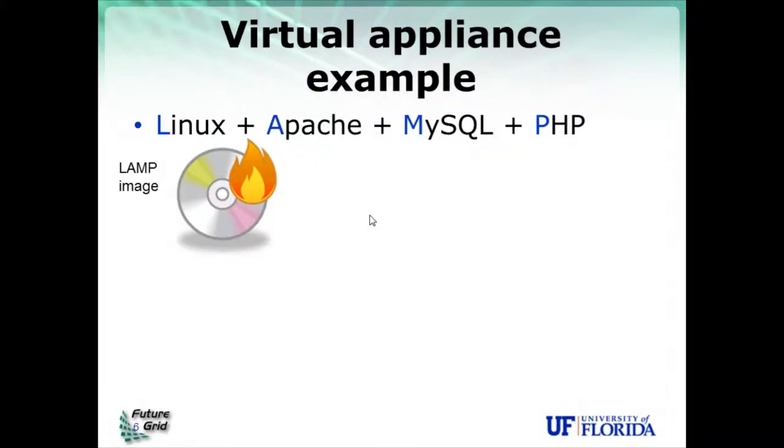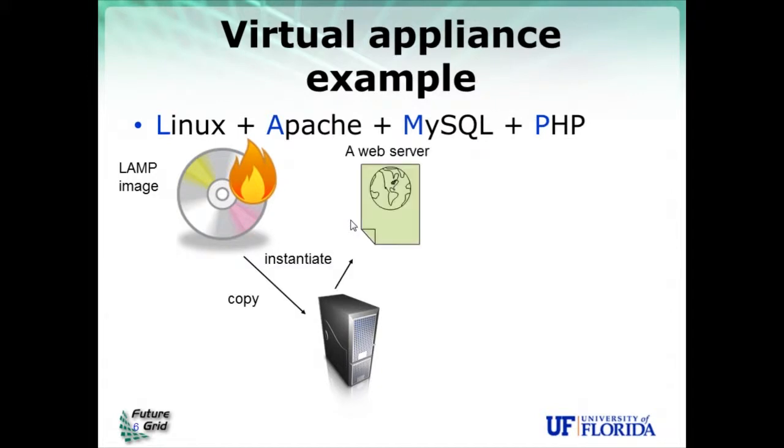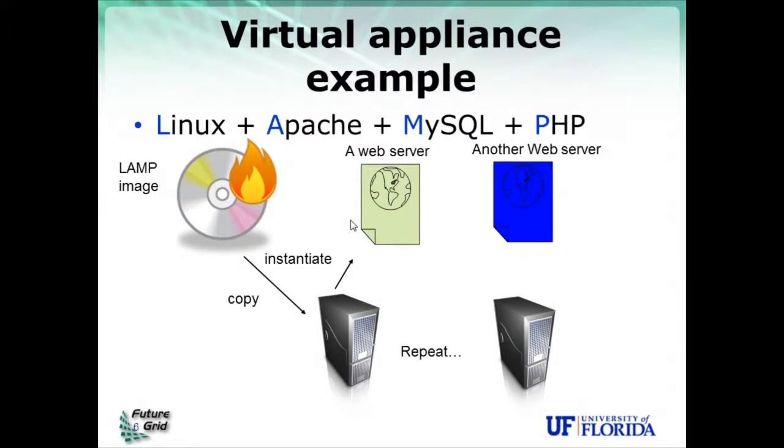For example, a typical appliance would be a LAMP, Linux, Apache, MySQL, and PHP, so basically a stack that allows you to run web servers. So one can distribute a virtual machine with this image and deploy, after copying to resources, instantiating a web server. And repeating this process, you have another web server on another machine. So this makes convenient deployment and dissemination of software through the use of virtualization. And the virtualization layer is responsible, through virtual machine monitors, for supporting the execution of these virtual machines on different resources.